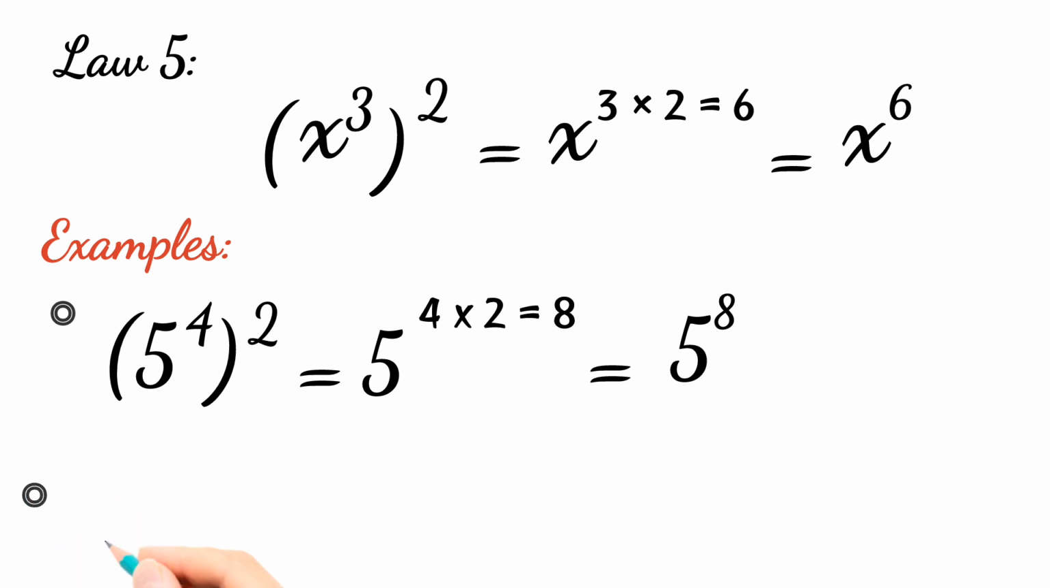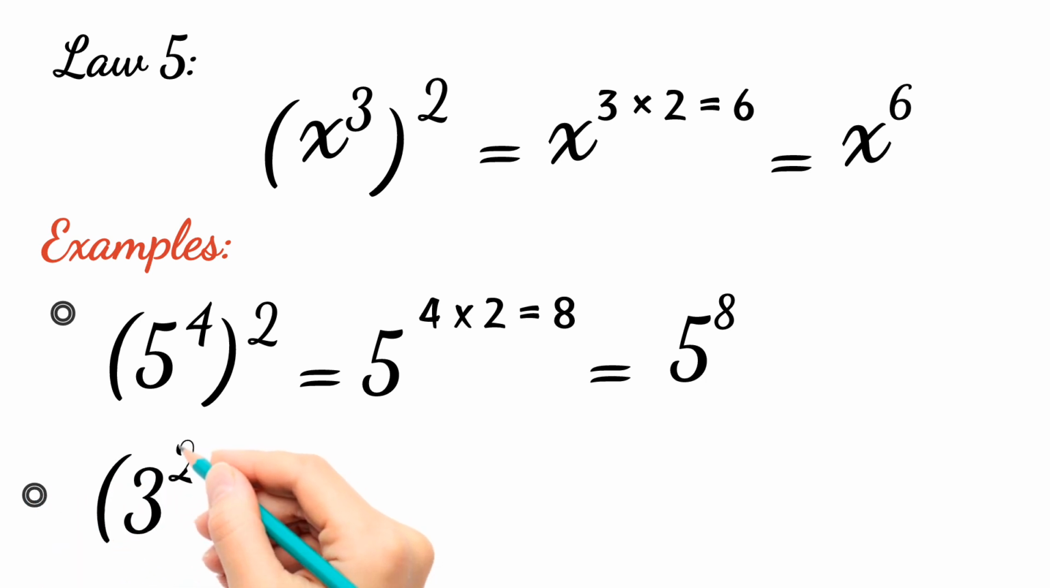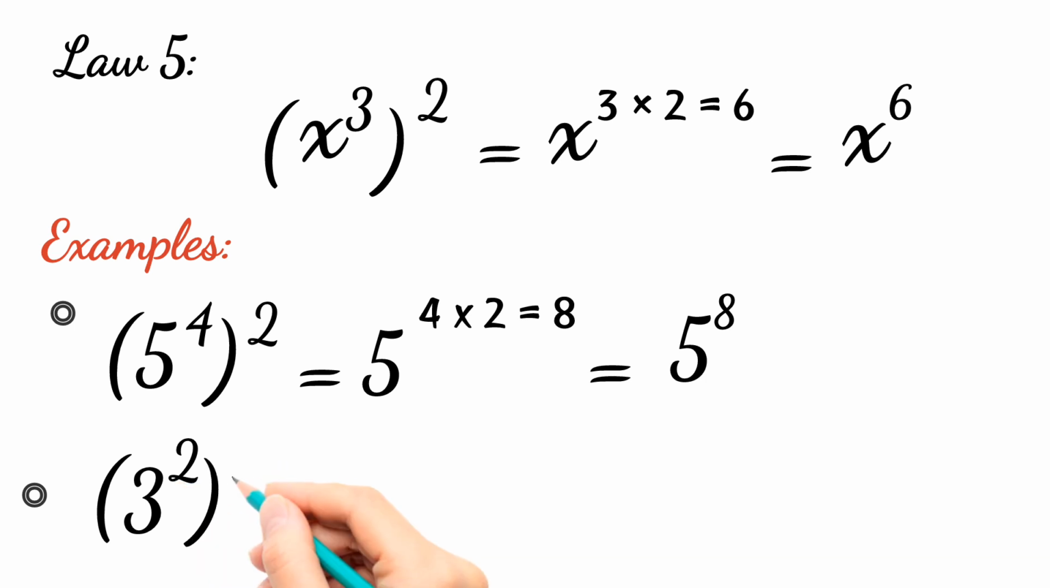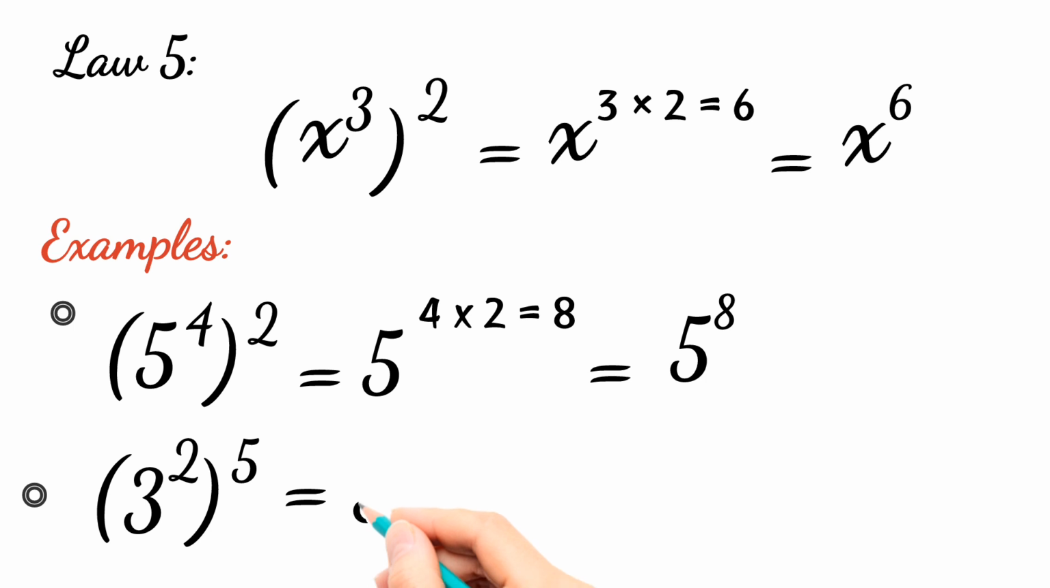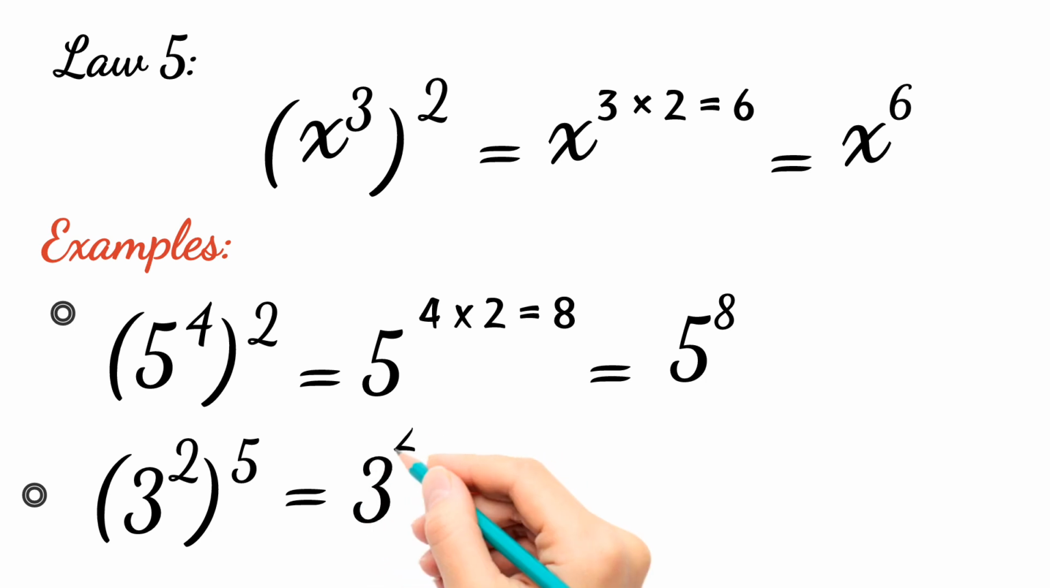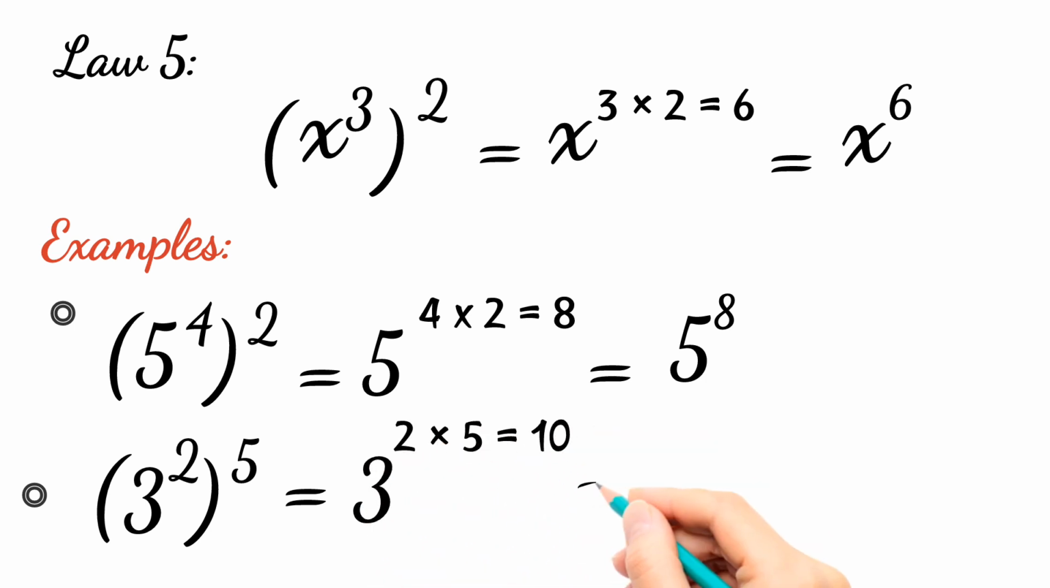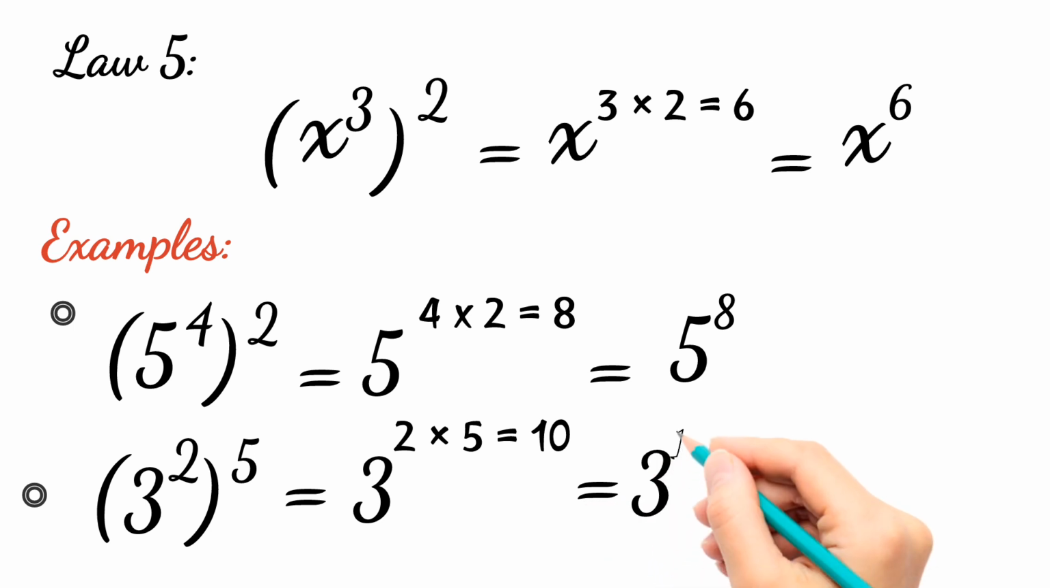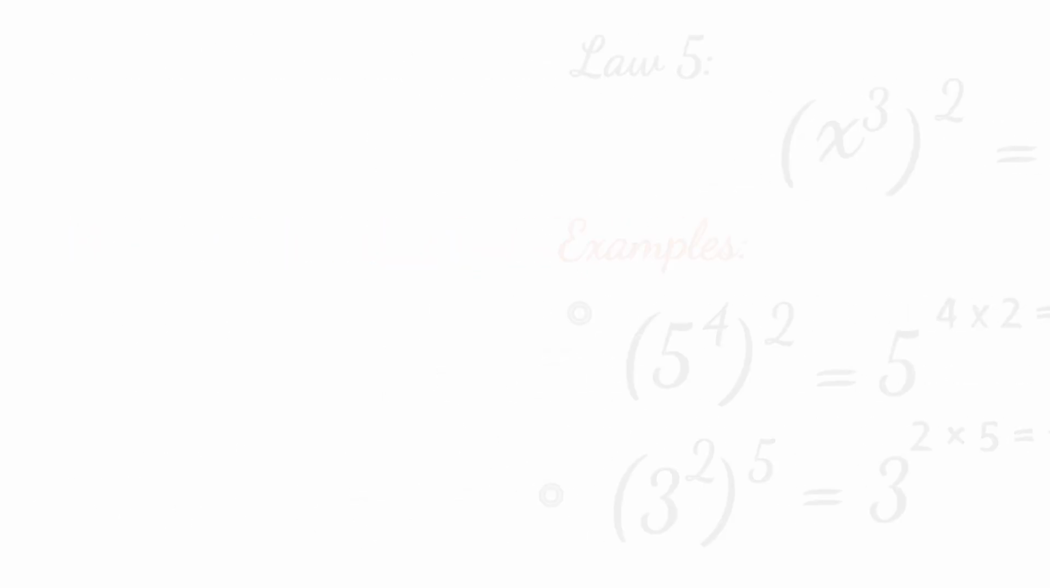Now, if they give me a number inside the bracket like 3 raised to the power 2, and they close the bracket, and they now give another power as 5, it will now be what? 3 raised to the power what? 2 times 5, and that will give you what? 10. That is 3 raised to the power 10. Do you get that clear, please? All right. Okay, so let's move on to the next law. You can pause the video for more clarification.